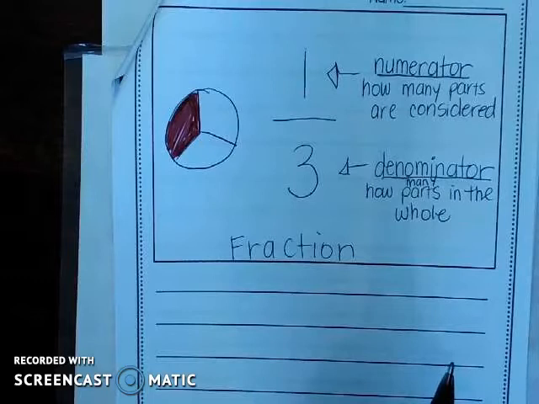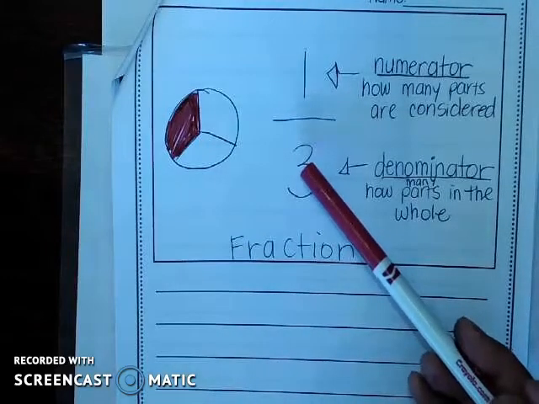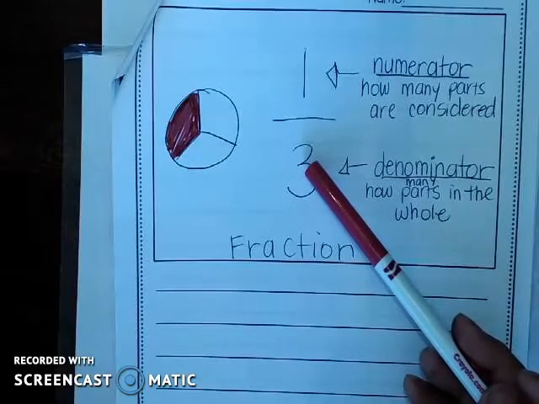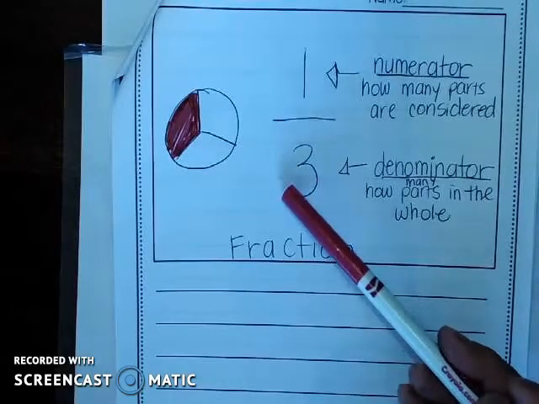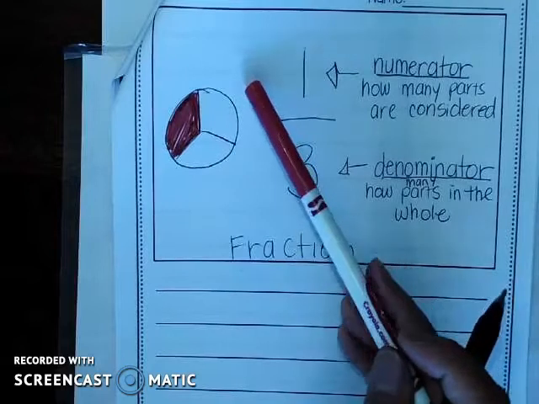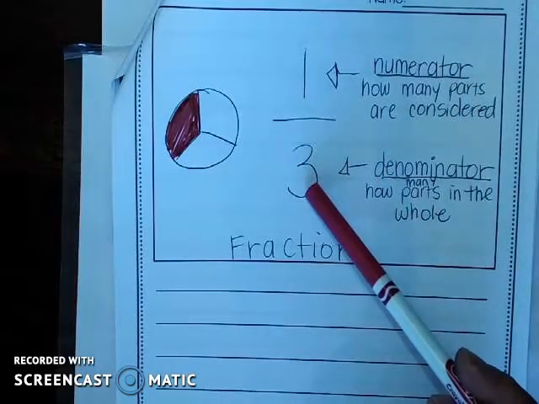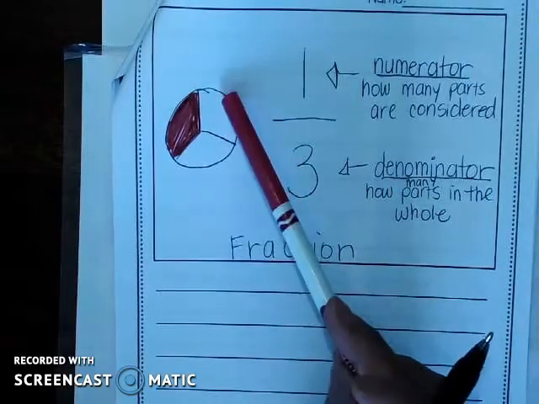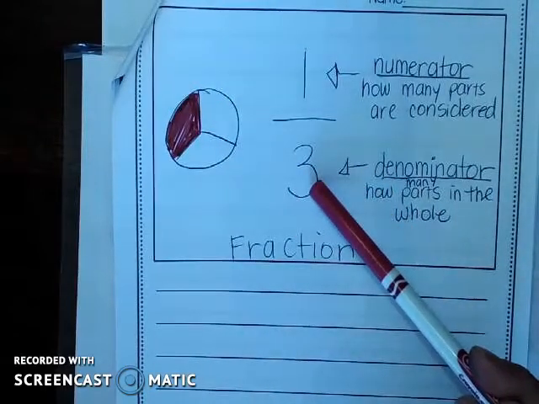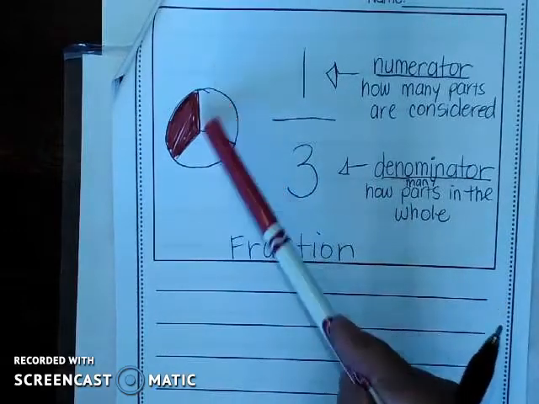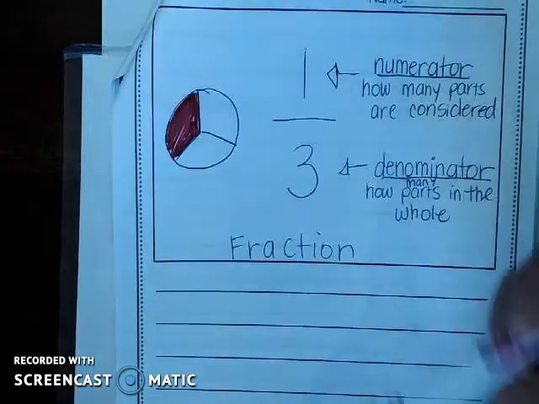Okay? So as long as you know the denominator, if it says 4 parts, if it says 4 here, you're going to divide your shape up into 4 equal parts. If the denominator says 5, you're going to divide into 5 equal parts. If the denominator says 8, you're going to divide it into 8 equal parts, right? Now the numerator tells us how many parts are considered.